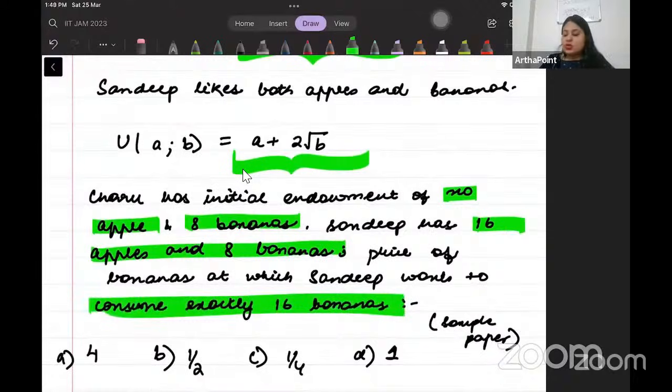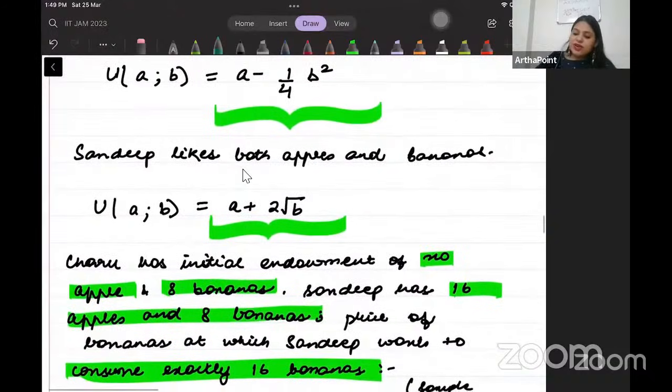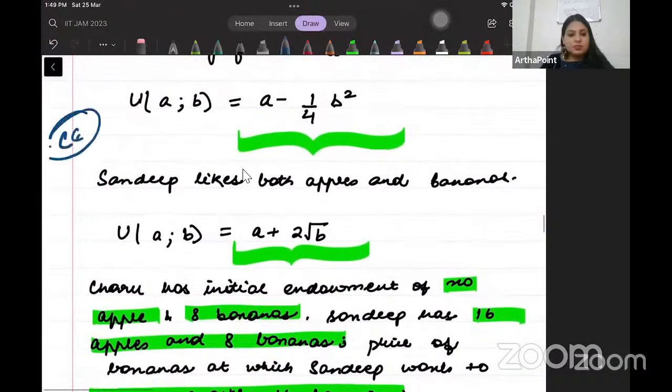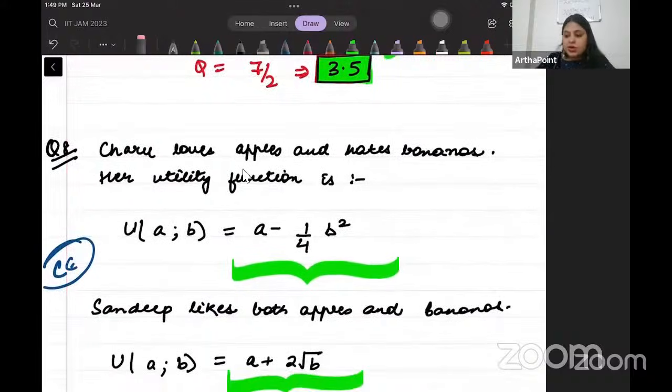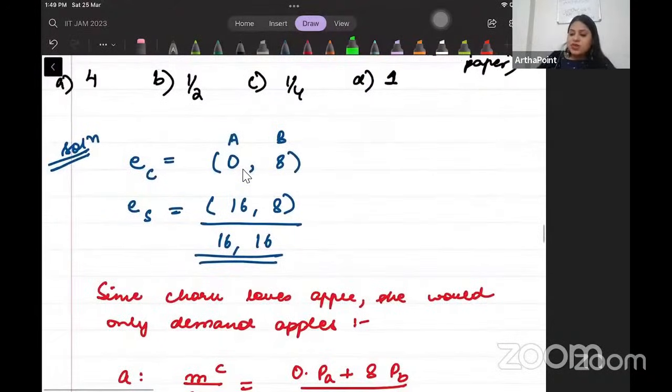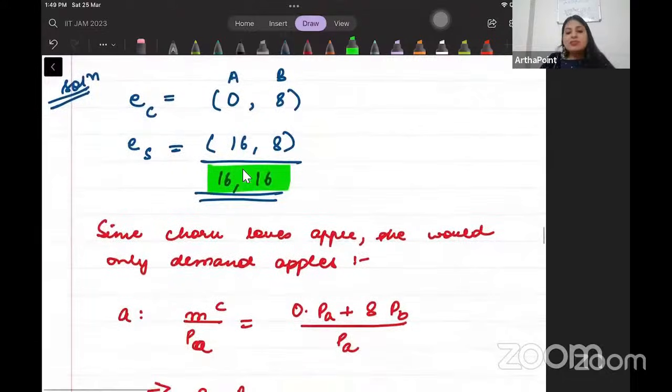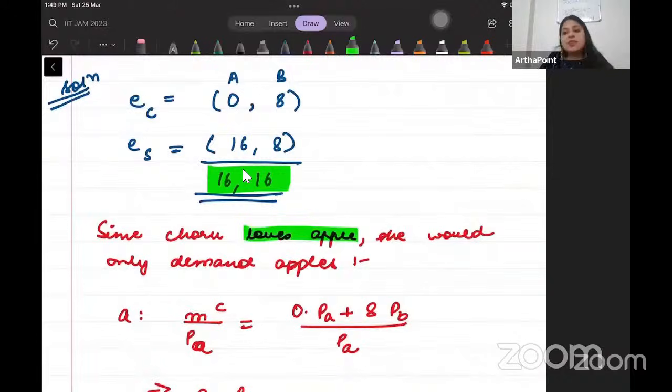Again, a sample paper question. See, ideally it is asking me to find competitive equilibrium. If I want to find competitive equilibrium, I need to understand that Charu hates bananas. So if it were up to her, she would have consumed 0 bananas and all apples. And this is what she's going to do. So I say, okay, this is my total endowment. And then I say, because she only loves apples, she wants to spend all her income on apples. How many apples can she consume?